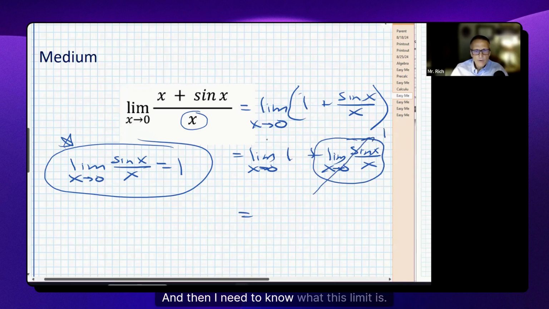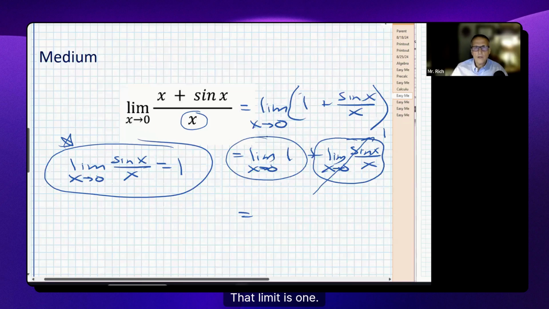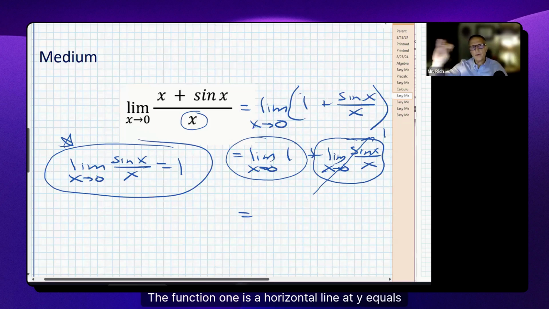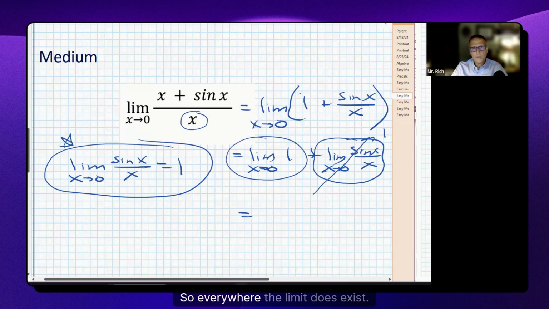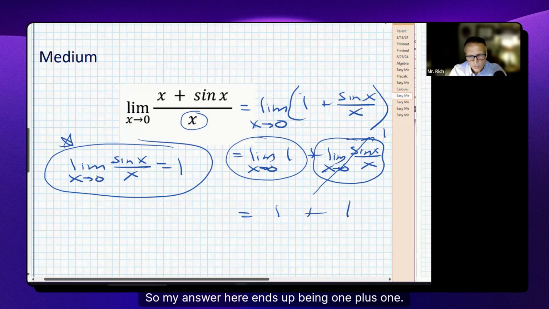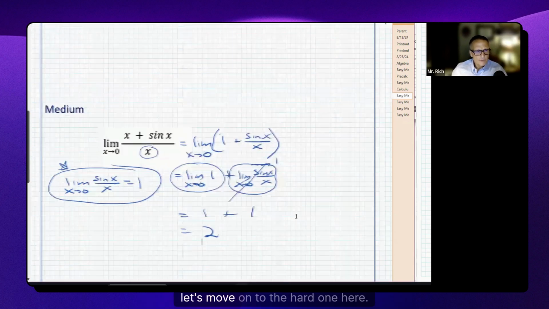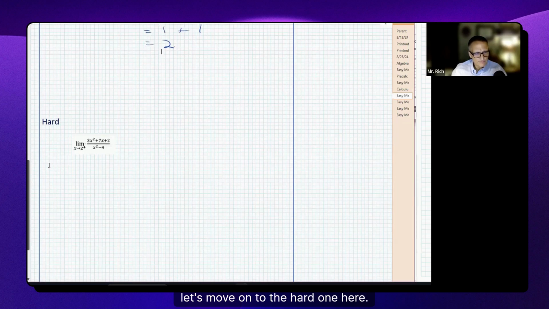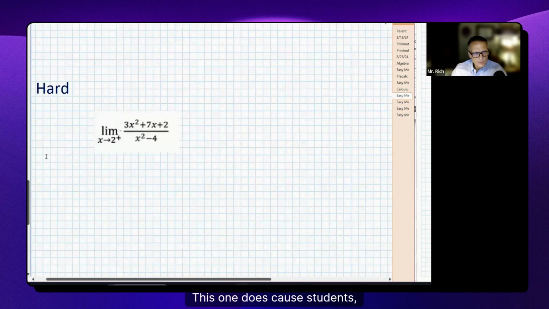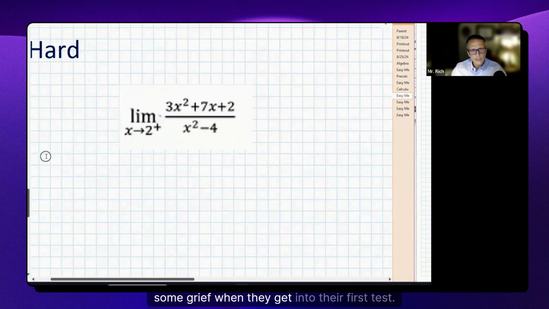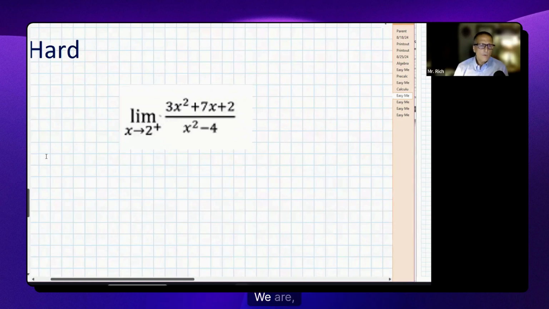And then I need to know what this limit is. That limit is 1, right? The function 1 is a horizontal line at y equals 1. So everywhere the limit does exist, and the answer would be the number 1. So my answer here ends up being 1 plus 1. The limit is 2. All right, let's move on to the hard one here. This one does cause students some grief when they get into their first test.